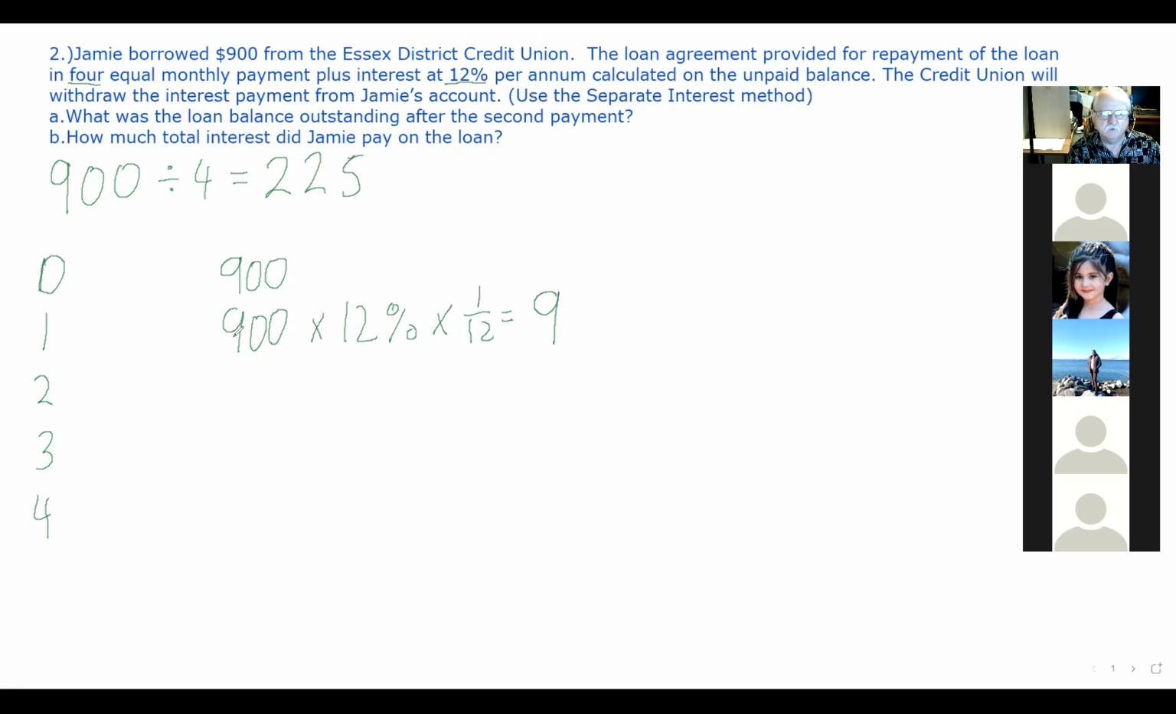And now the next calculation they have to do is 900 minus 225, because Jamie made a payment of 225. But we can do it separately, 675. So for the next month, Jamie owes $675, still at 12% for 1/12 of a year. So how much interest does the bank steal out of Jamie's bank account?